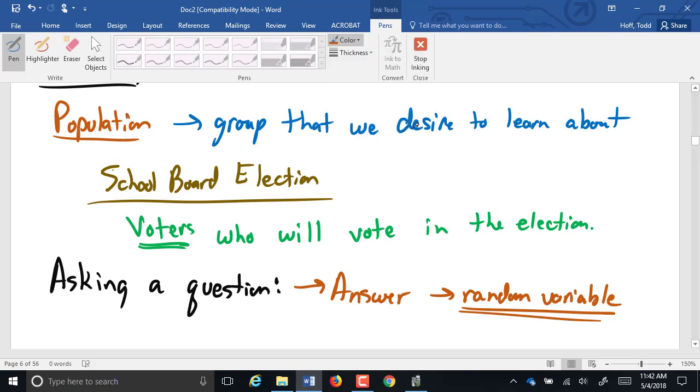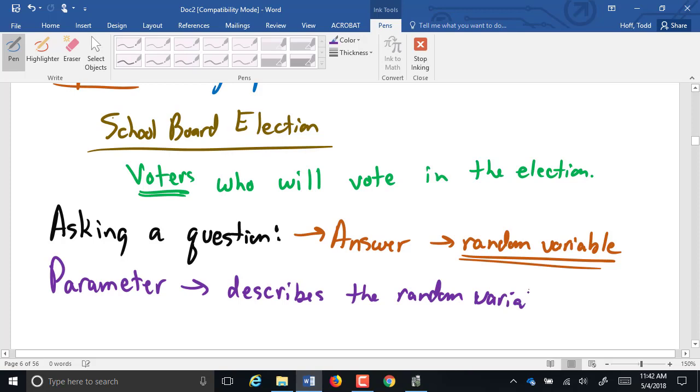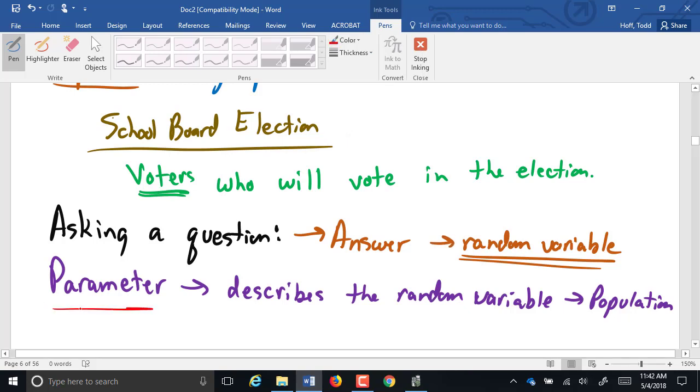But for right now, we want to talk about something called a parameter. A parameter describes the random variable in relation to the population. So after the election, we could very easily get a population parameter. We might say that after the election, 57% voted for candidate A. So we would know that parameter.